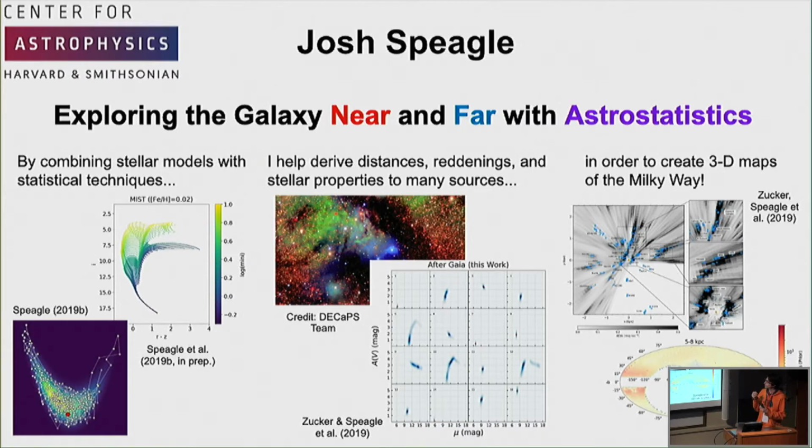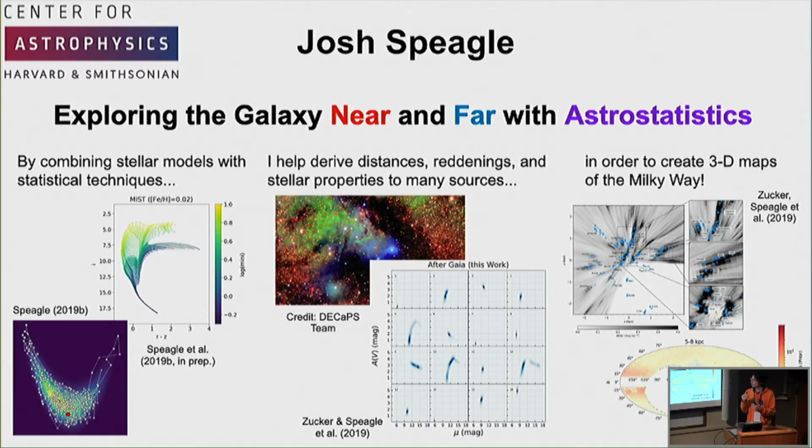This work has involved utilizing a number of theoretical stellar models shown on the left, such as the MIST isochrones, which are developed here at Harvard, as well as new sampling techniques to explore probabilistically how these things behave with observed data, shown on the bottom left. Then we write those up into open source packages and algorithms that we can apply to large data sets, such as DECaPS, an image of which is shown in the middle.